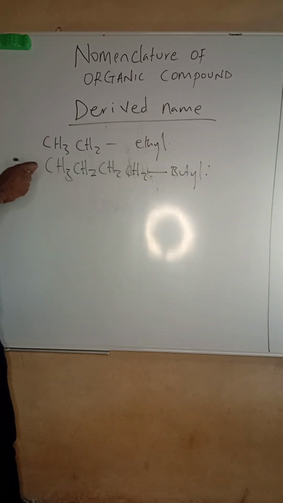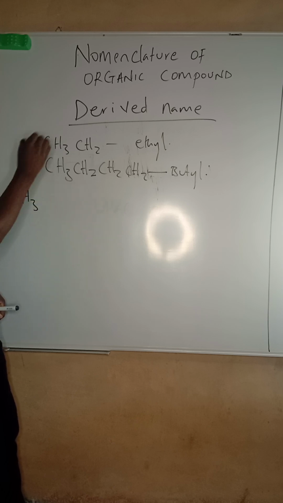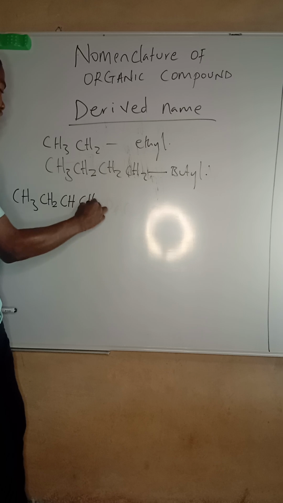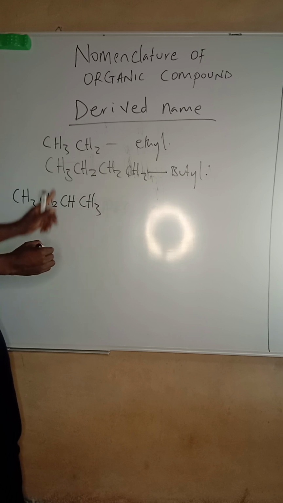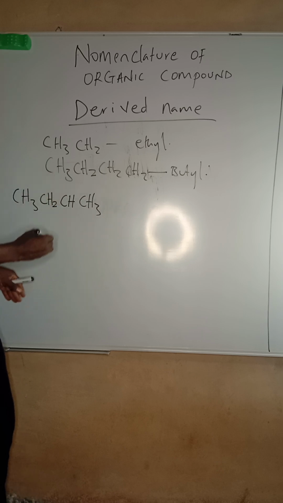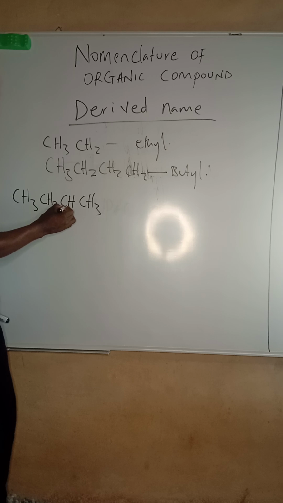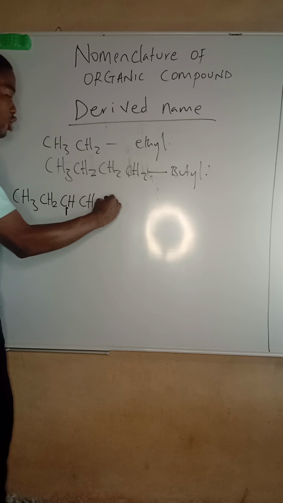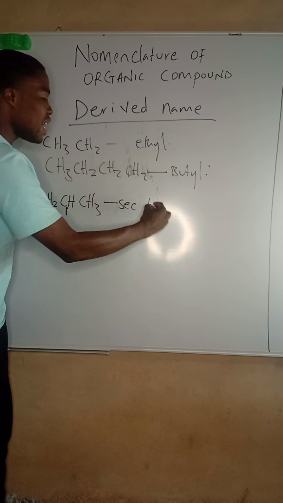Now, another derived alkyl group can be this. Let's say we have CH3, still on butyl, CH3, then we have CH2, we have CH, then we have CH3. This is still a butyl. But the carbon that is going to be attached to another group is now a secondary carbon. So this is what we call a sec butyl.